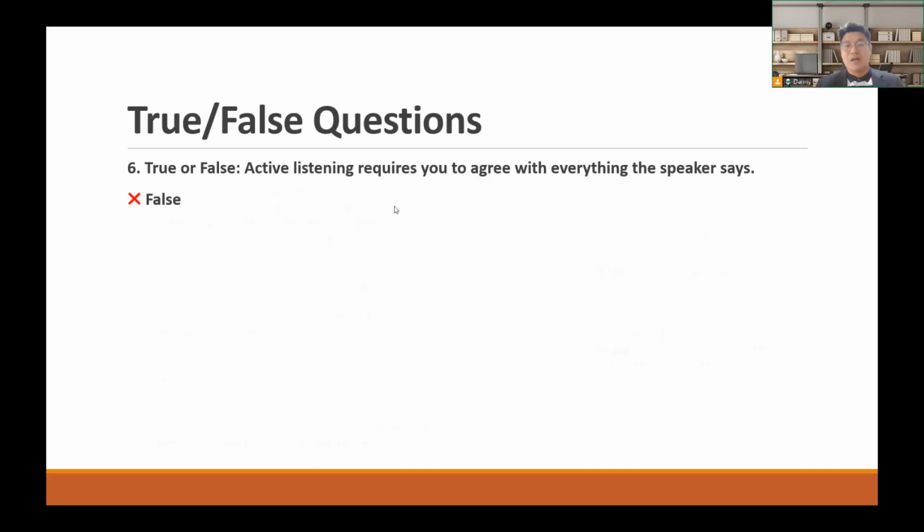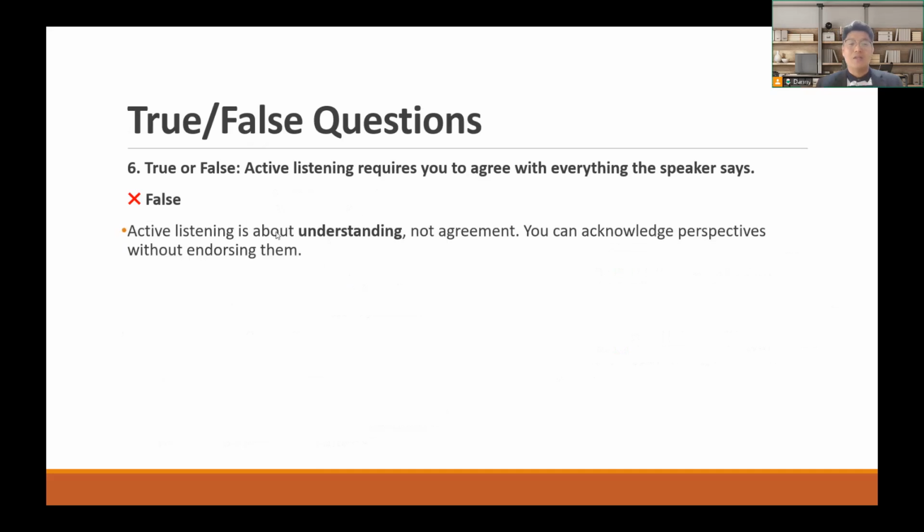Of course, this is false. I think you know why, because active listening is all about understanding, not agreement. So if you have some different ideas, that is fine. You can argue with the speaker later. You can acknowledge the differences and try to express your opinions. That is totally understandable. Okay.